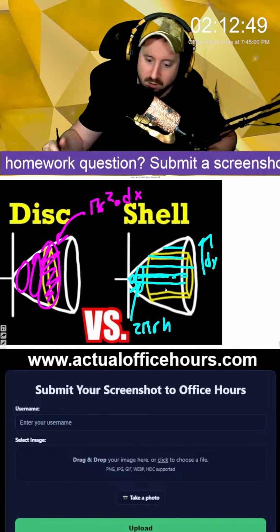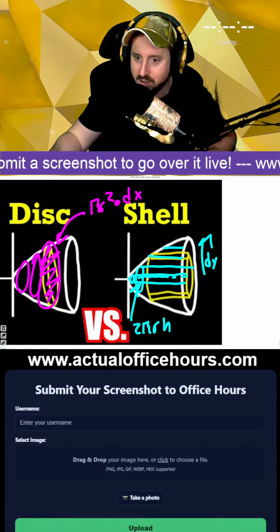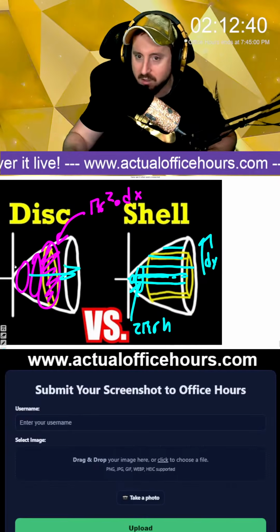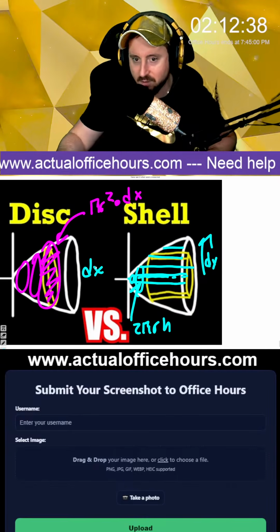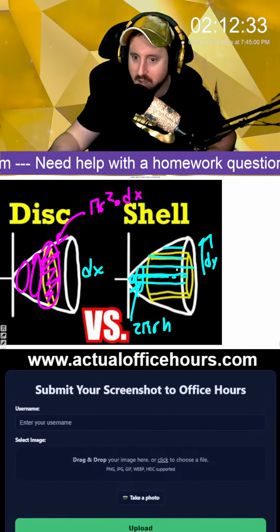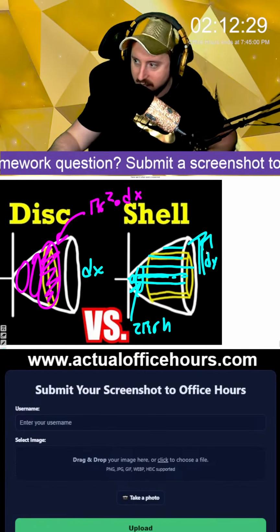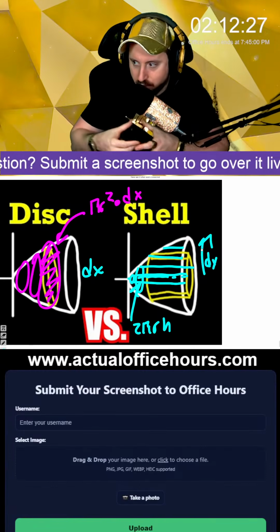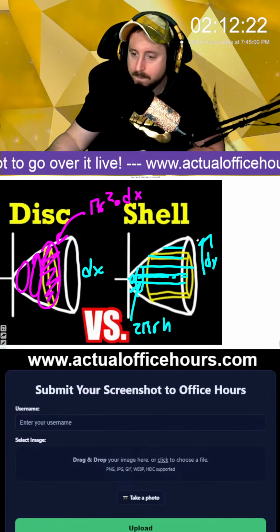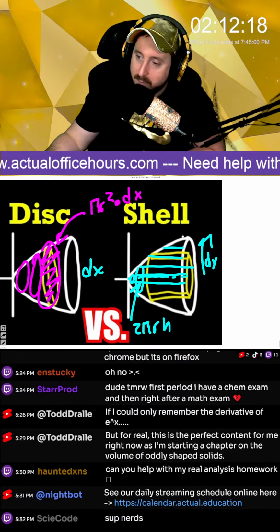because volume is always a surface area times a height or a depth or a thickness. In this case, the surface area was pi r squared, and the thickness was dx, the thickness horizontally. Here, the surface area is 2 pi r h, and the thickness is dy, because these cylinders are getting bigger and bigger. So if I'm rotating about x, I have to use y. Yeah, so it's flipped.